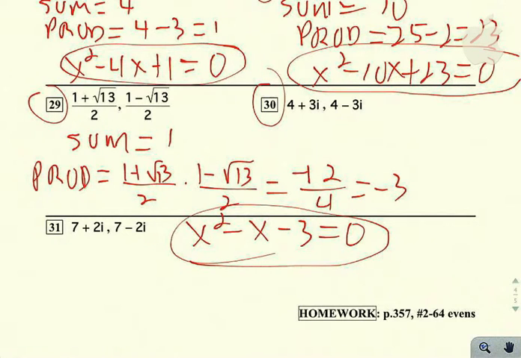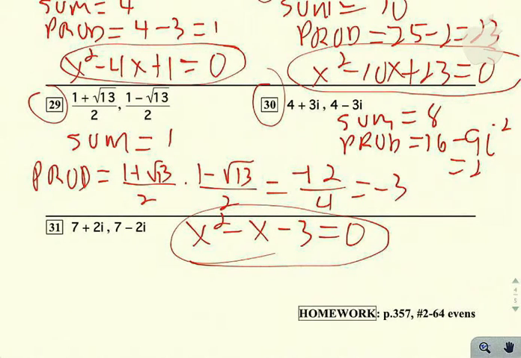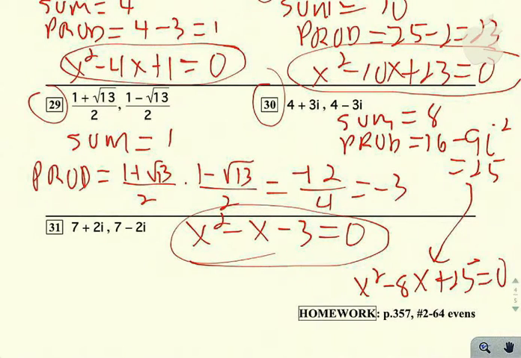Number 30. If you add these, you get 8, and if you multiply them, you get 16 minus 9i squared, which is 25. So the equation would be x squared minus 8x plus 25 equals 0. You notice all of these had integer coefficients. All of them.